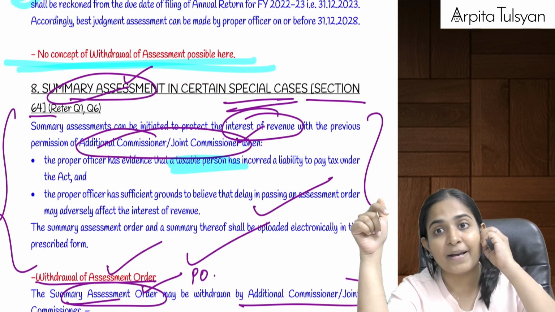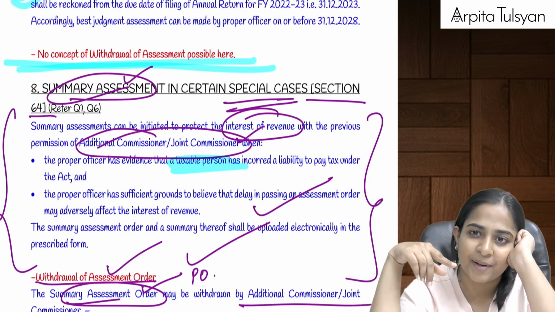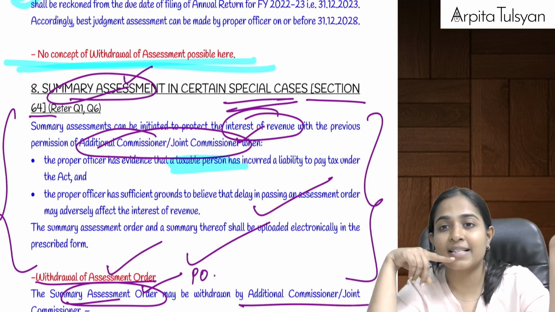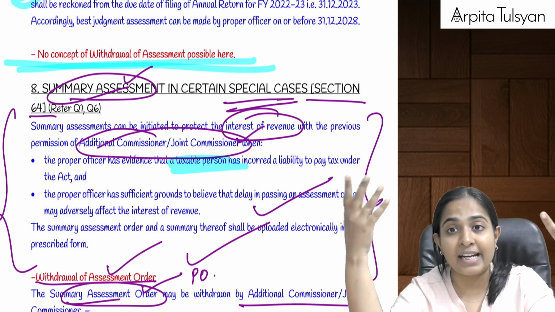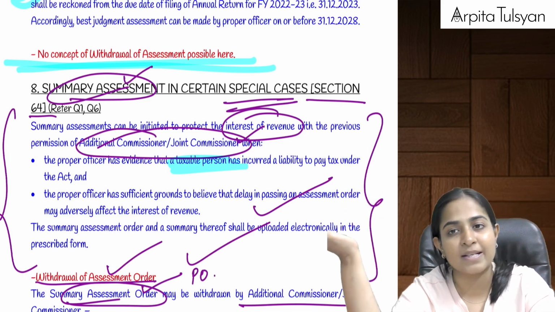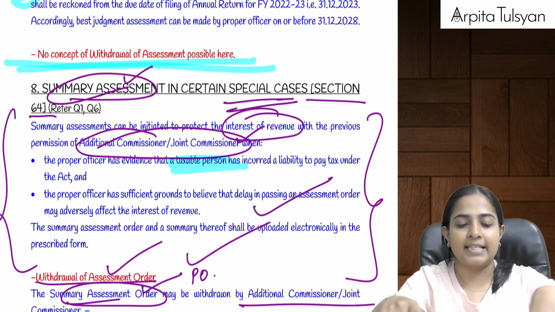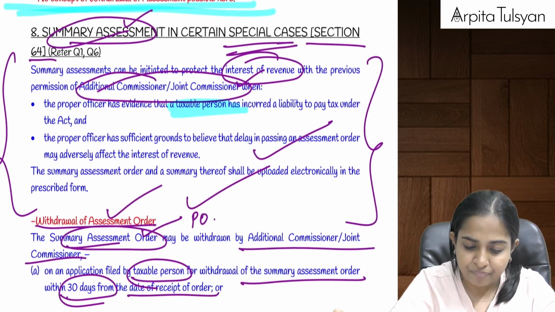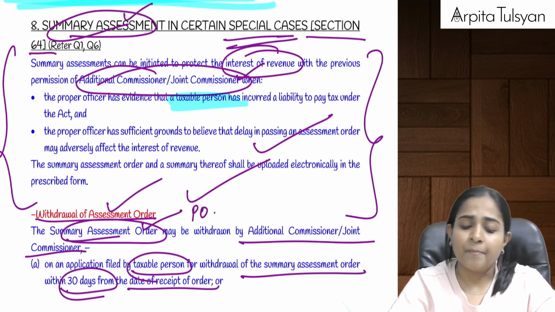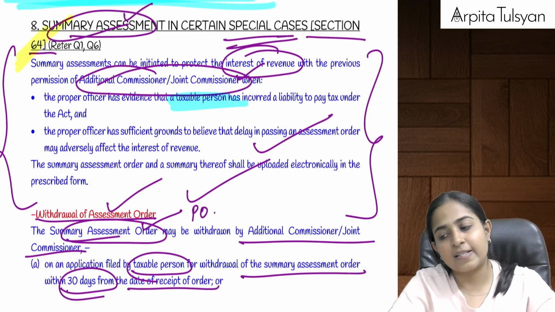But this best judgment assessment order cannot be withdrawn. Remember, the earlier best judgment assessment order for non-filing of returns was withdrawn if a valid return is filed within 60 days plus 60 days. But in this particular case, it cannot be withdrawn. Once passed, it is passed. Are you clear with this? Yes. Then going on to the last section of assessment.